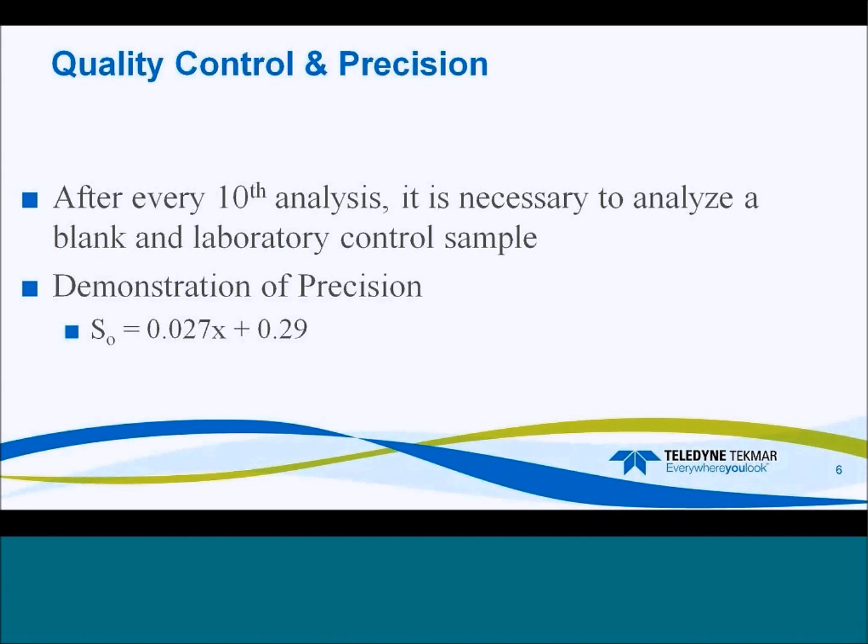5310B requires that after every 10th analysis you analyze a blank and a laboratory control sample. Basically, after every 10 samples that you run, you should run a blank and then also a check standard to make sure your calibration is still holding true. And finally, as I mentioned before, demonstration of precision. Here I have the equation that should be used. For a single person who's injecting, or with our unit, it's a carousel, these are the differences that are allowed between two like samples. I'll show you an example of that as we go.